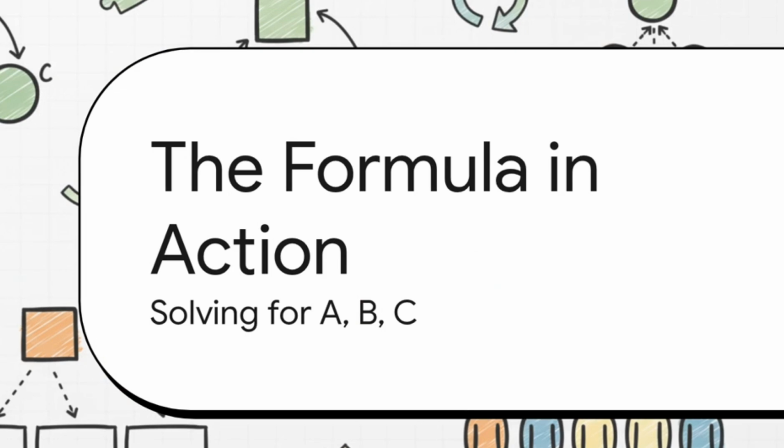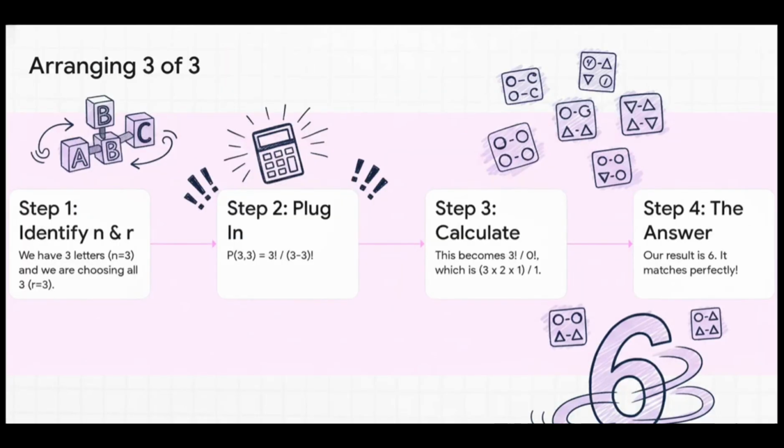Let's put this formula to the test. Let's plug in our original ABC problem and see if we get the same answer we got when we did it by hand. This is the moment of truth. All right, let's do this step by step. First, we need N and R. We have 3 letters, so N is 3. And we're arranging all 3 of them, so R is also 3. Okay, let's plug those into the formula. That gives us 3 factorial on top and 3 minus 3 factorial on the bottom. So that's 3 factorial over 0 factorial.